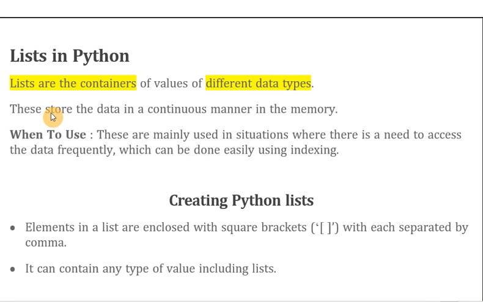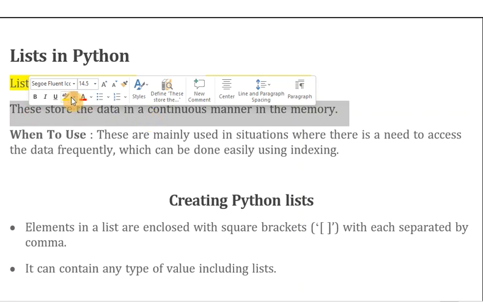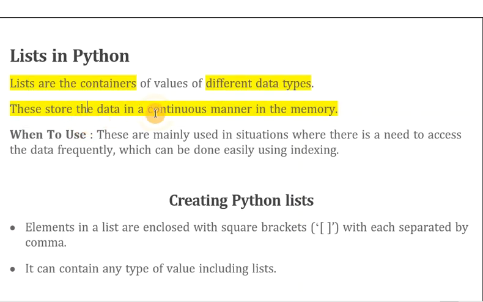Now the second point is that lists store the data in a continuous manner in the memory. Due to this feature, it is called a list, because if we are arranging things in a sequence, that is called a list. So storing the data in a continuous manner is a feature of the list in Python.